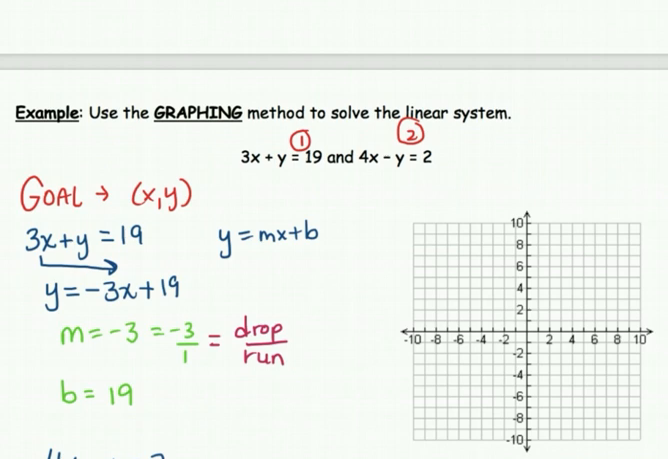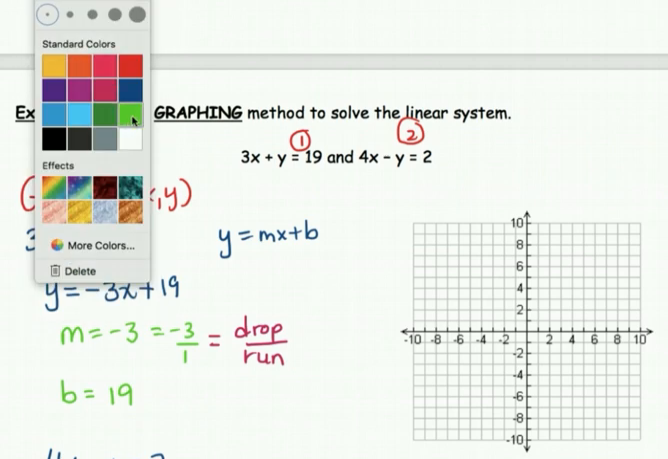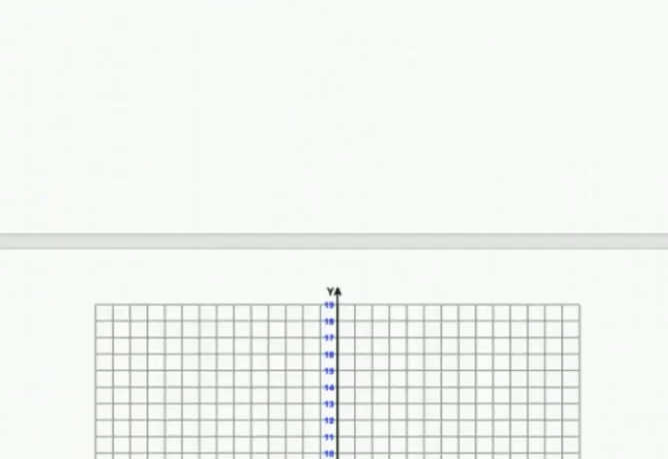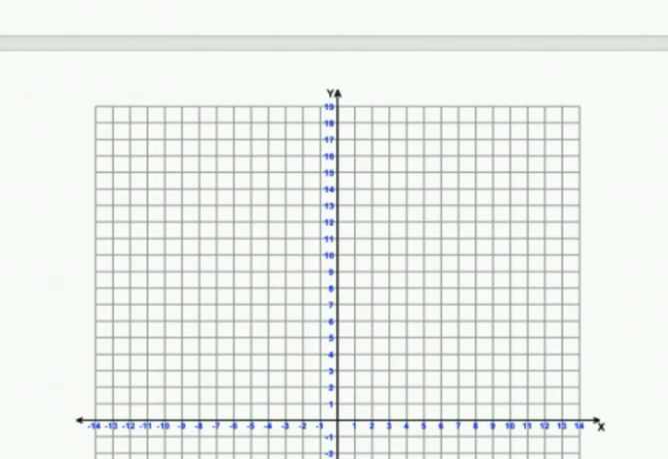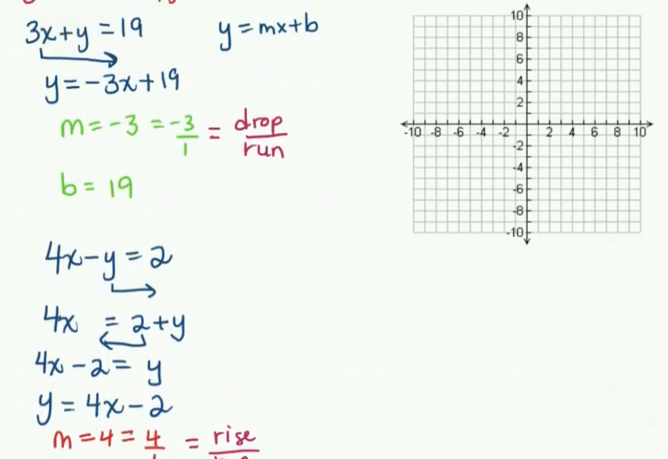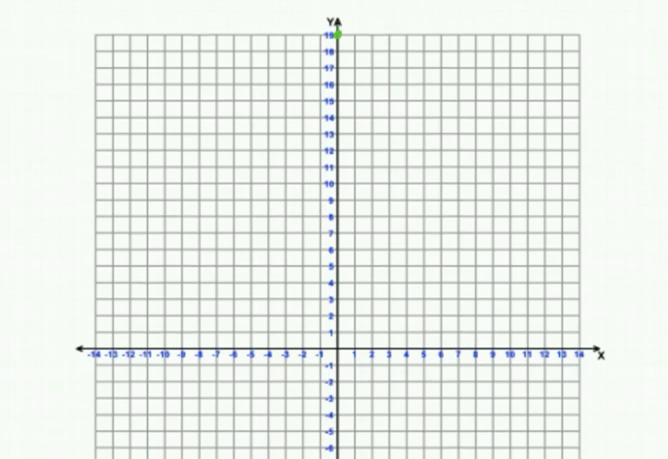So we're going to do equation 1 first. So plot that 19 as your y-intercept on our big graph here. So y-intercept, our dot should be right there. I'll make it nice and big so you guys can see. All right, and then from there, the slope was -3/1. So we're going to go down 3 squares from that dot. Okay, so here's the dot. 1, 2, 3. Okay, and then we're going to run over 1.